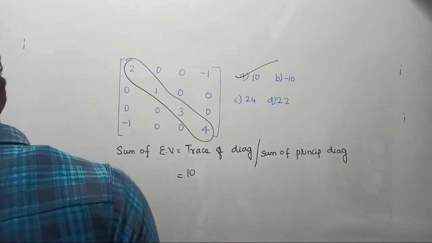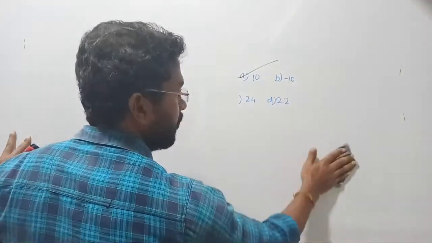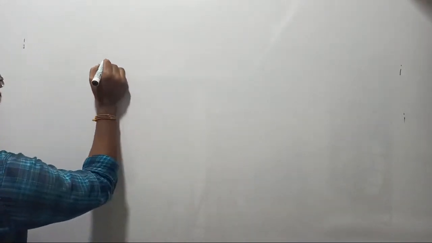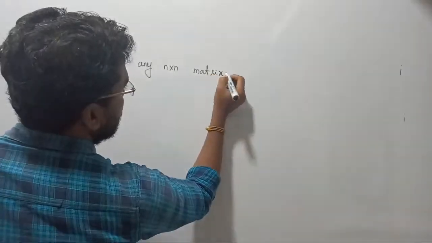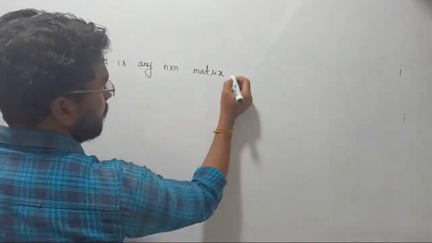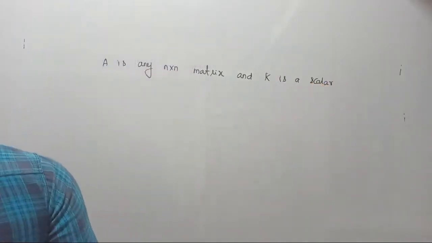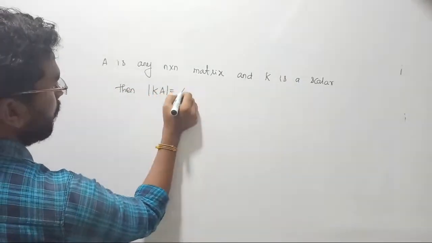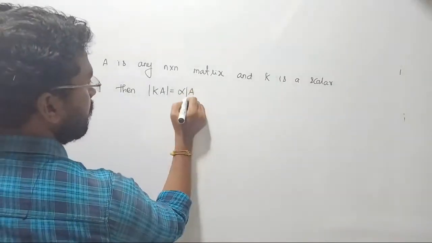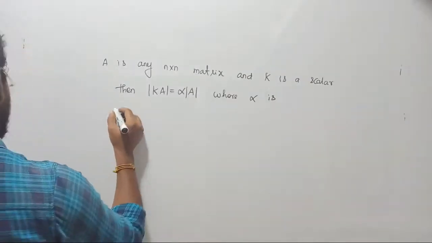Write down: if A is any n cross n matrix, it is a square matrix, and k is a scalar, then the determinant of kA is equal to alpha times the determinant of A, where alpha is dash. They have given 4 options.